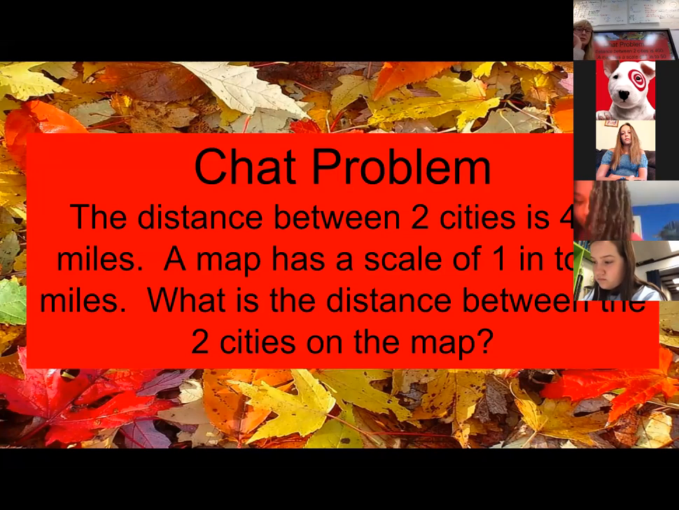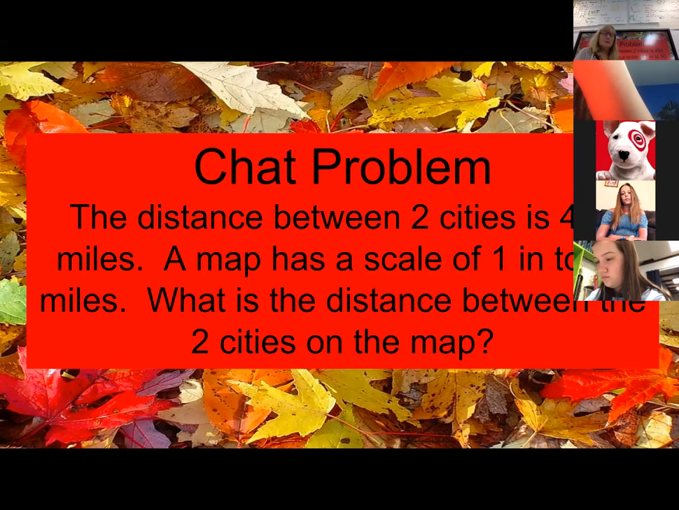So we've got two cities that are 400 miles apart, and a map has a scale of 1 to 50. And we want to know what is the distance on the map. Okay, so what's the story about? The distance between two cities. Okay, what can we count or measure? The two cities and the 400 miles. Okay, 400 miles.